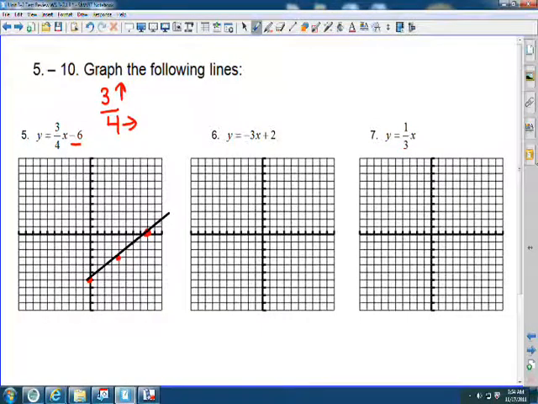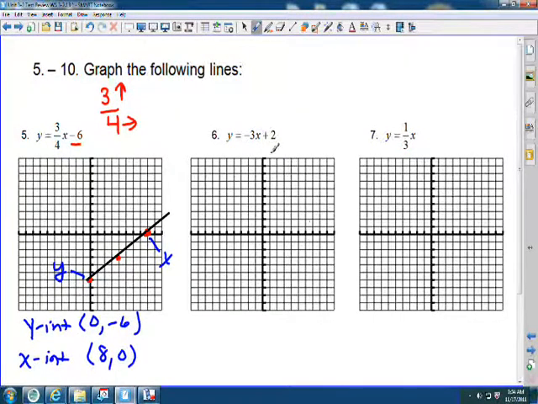Now let me add a question to this one. What is my y-intercept and what is my x-intercept? Well, first off, my y-intercept is right here. There's my y. So I have 0, negative 6. What is my x-intercept? Here's my x. 1, 2, 3, 4, 5, 6, 7, 8. It is 8, 0.